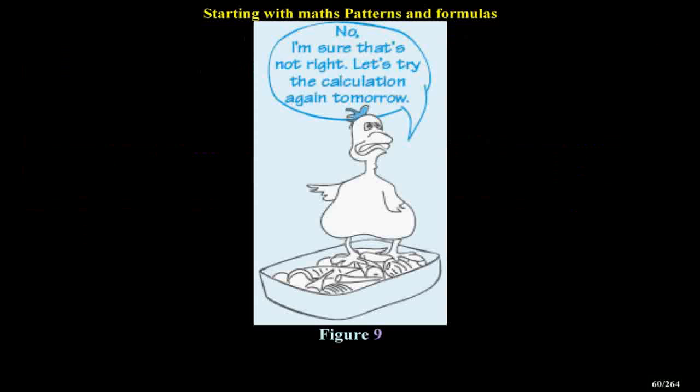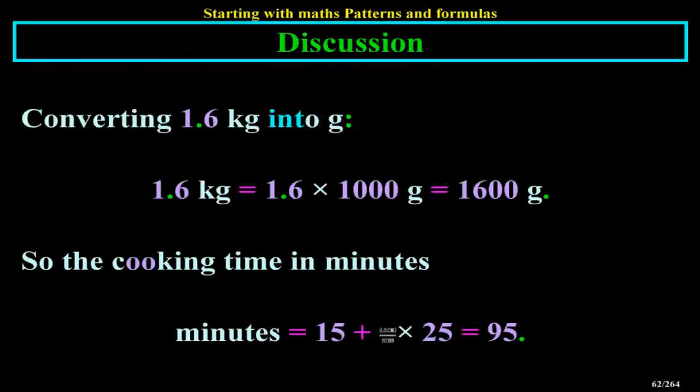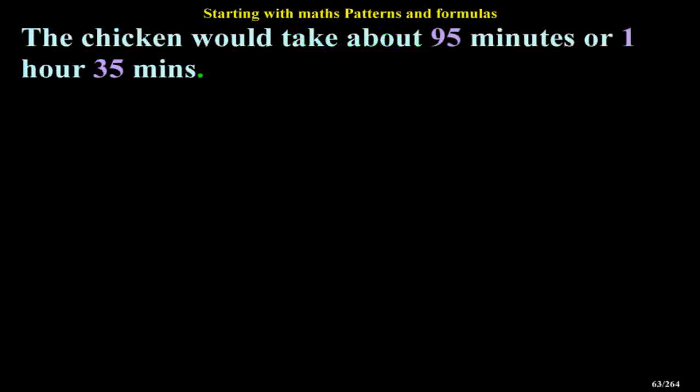Figure 9. Activity 4. A smaller bird. How long would it take to cook a chicken with a mass of 6 kilograms? Discussion. Converting 6 kilograms into grams: 6 kilograms equals 6 × 1000 grams equals 6000 grams. So the cooking time in minutes equals 15 plus 80 equals 95. The chicken would take about 95 minutes or 1 hour 35 minutes.